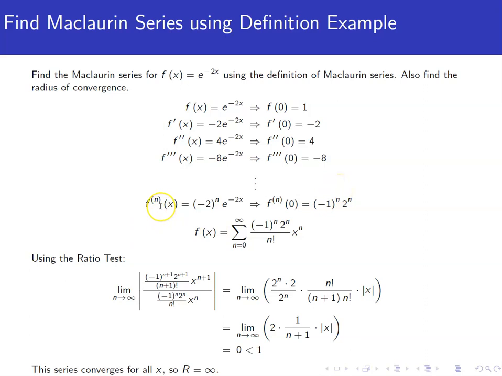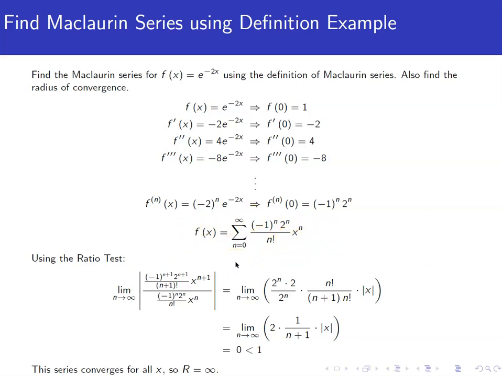So the nth derivative here will be negative 2 to the n, e to the negative 2x, and when we put in 0, we'll get negative 1 to the n, 2 to the n. We rewrite it in that fashion. So this is our formula for the nth derivative at 0. We put that over n factorial times x to the n, and that gives us our Maclaurin series for f of x.